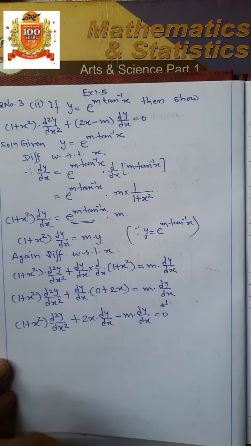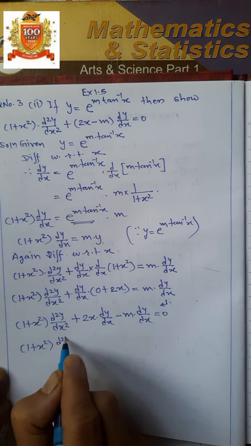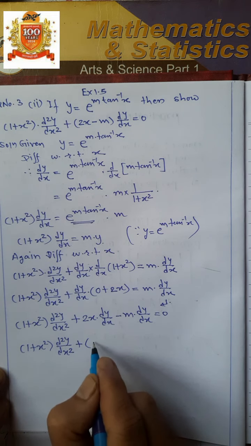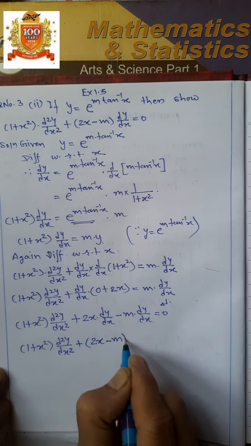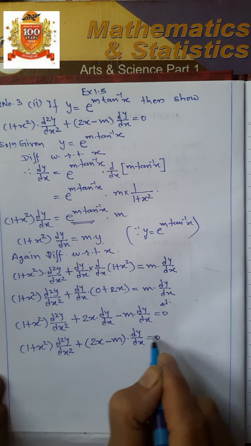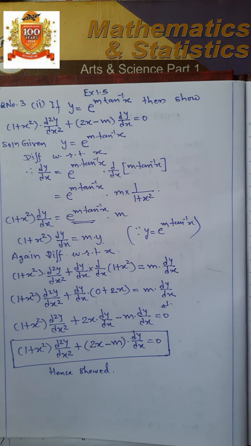Transfer this term to the left side. Therefore 1 plus x square d2y by dx square plus 2x minus m into dy by dx, dy by dx is common, is equal to 0, which is a required answer. Hence showed. In this way we can solve this sum. Remaining sum we will see in coming video.